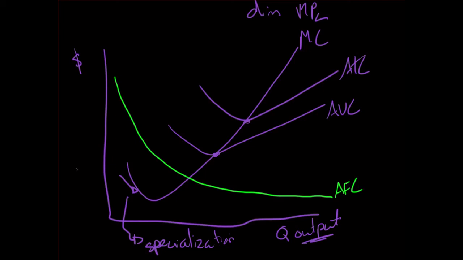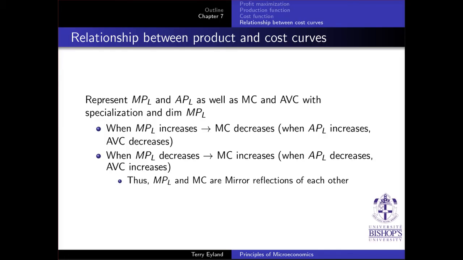Okay. The last thing I want to highlight is this relationship between cost curves and product curves. So marginal product of labor and average product of labor are very similar to marginal cost and average variable costs, in the sense that when marginal product of labor was increasing, it's the same situation that we would have marginal costs decreasing. And the opposite for when it decreases.